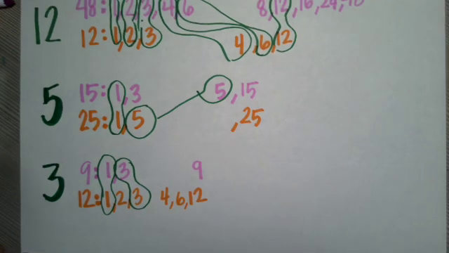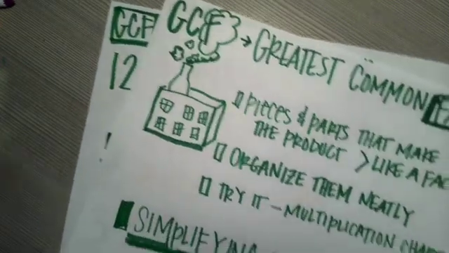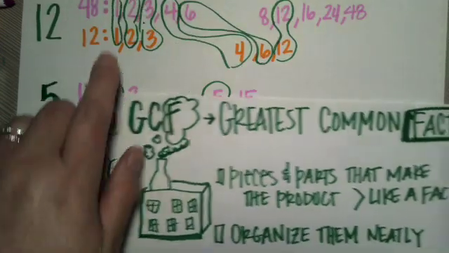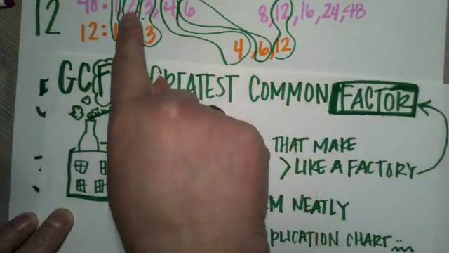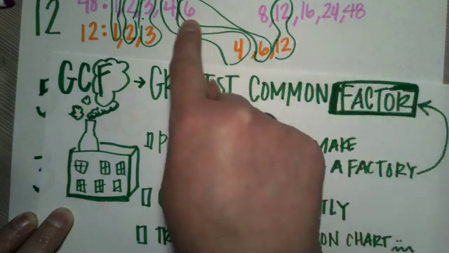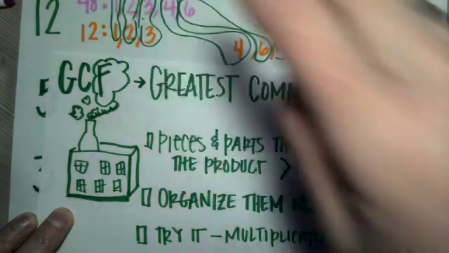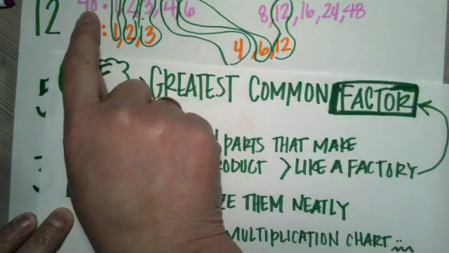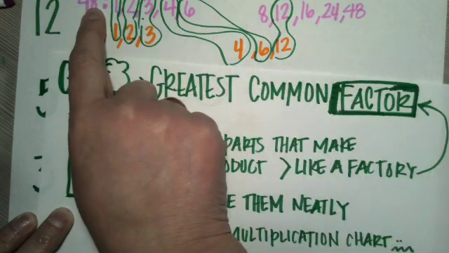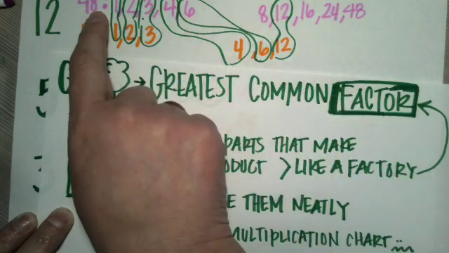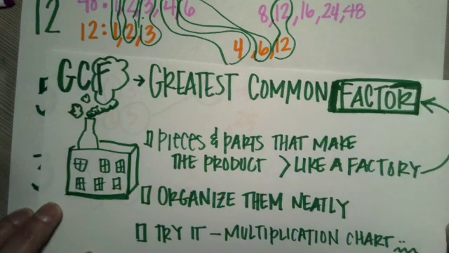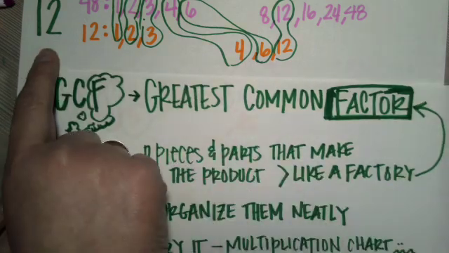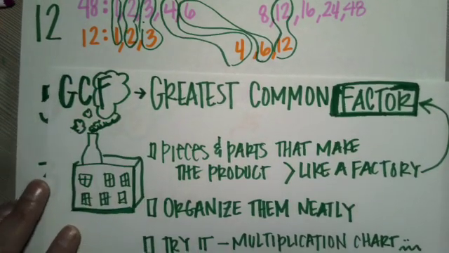So again, let's review. When you're doing greatest common factor, you want to make sure you think of a factory and think of all the parts and pieces. These are the parts and pieces right here that make up the product. These are the products. These are the answers. 1 times 48 is 48. 2 times 24 is 48. 3 times 16 is 48. So you want to make sure that you know those parts and pieces and then look at them like they're a factory and the product that they make up. And then you want to organize them neatly.